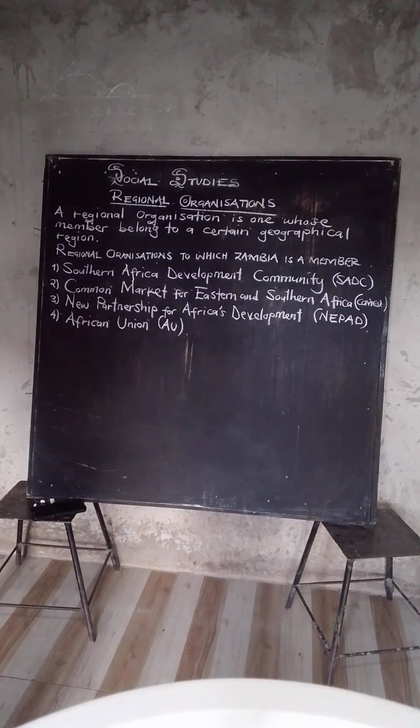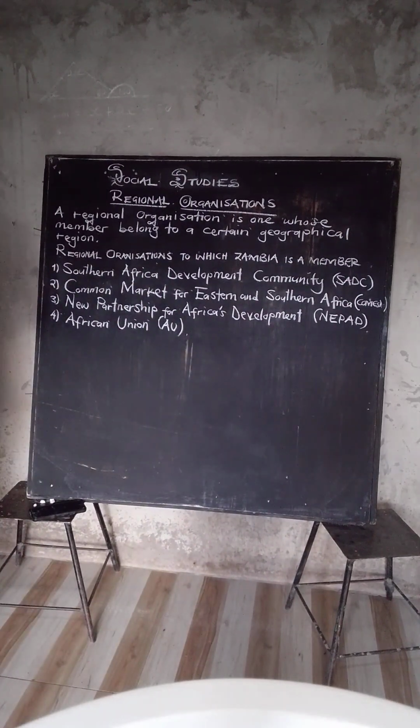Okay, so guys, now let's look at regional organization. I'm just introducing this part. This topic is the last topic in civic education at grade 9 level. We need to know what a regional organization is. So what is a regional organization?